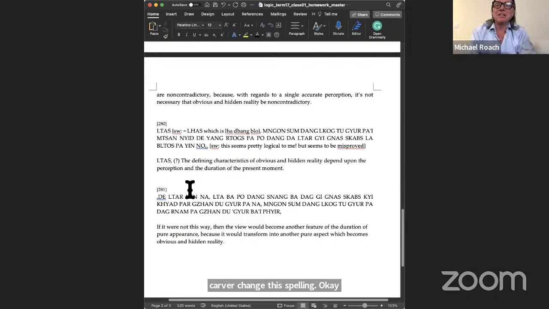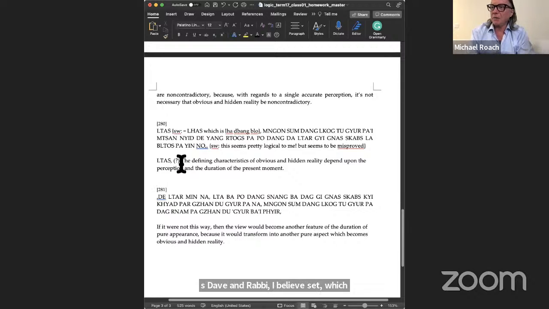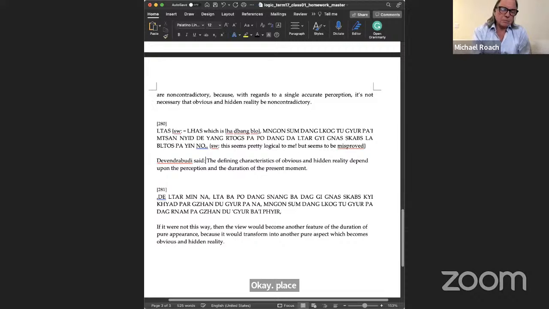All right, this is stuff I have to deal with. I spent all day here pulling my hair out. So what it says is Devendra Budi, I believe, said, which is play by Dev. And then they miscarved it and changed it to through this viewpoint. It takes many years to sense a mistake like that. Clay said Devendra Budi, I think. We'll have to look it up.